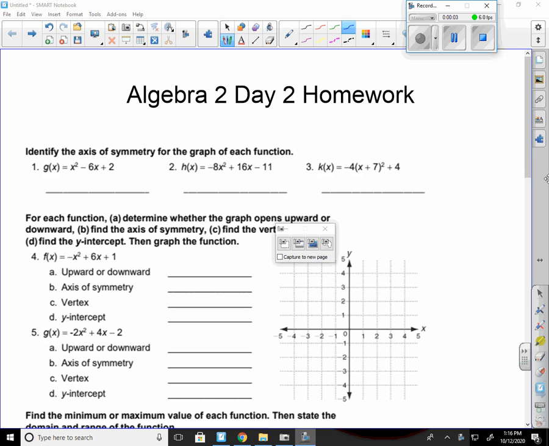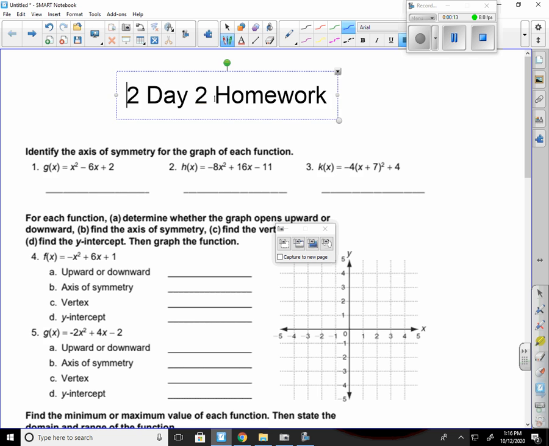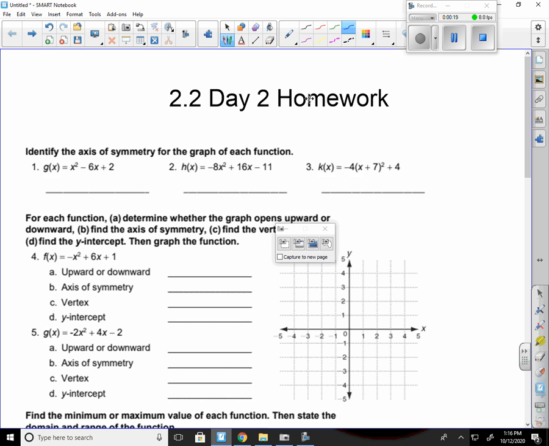All right, time to go over some homework. Let's do Algebra 2, Section 2, Day 2 homework. How about if I just name it this way? 2.2 Day 2 homework. And then we're going to go over 2.2 Day 3 homework, which means that you should understand that it's not even due yet. It's due at midnight today. So if you watch the video, then you would get those points.